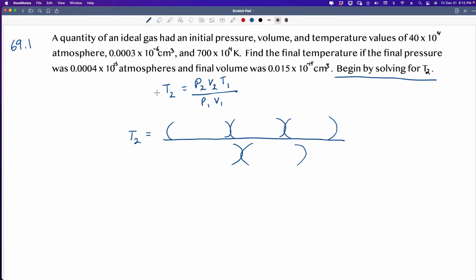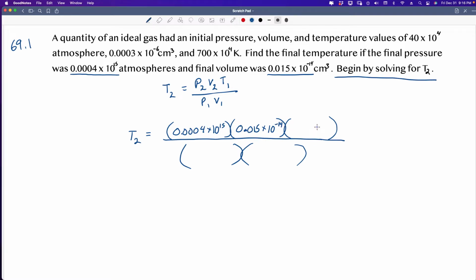Maybe I might need more room. Just a little bit. All right, so final pressure, that's what goes right here. Final pressure was this, so let's put the final pressure in for P2: 0.0004 times 10 to the 15. Now we need to do final volume. Final volume was this: 0.015, that's the decimal, times 10 to the negative 14.